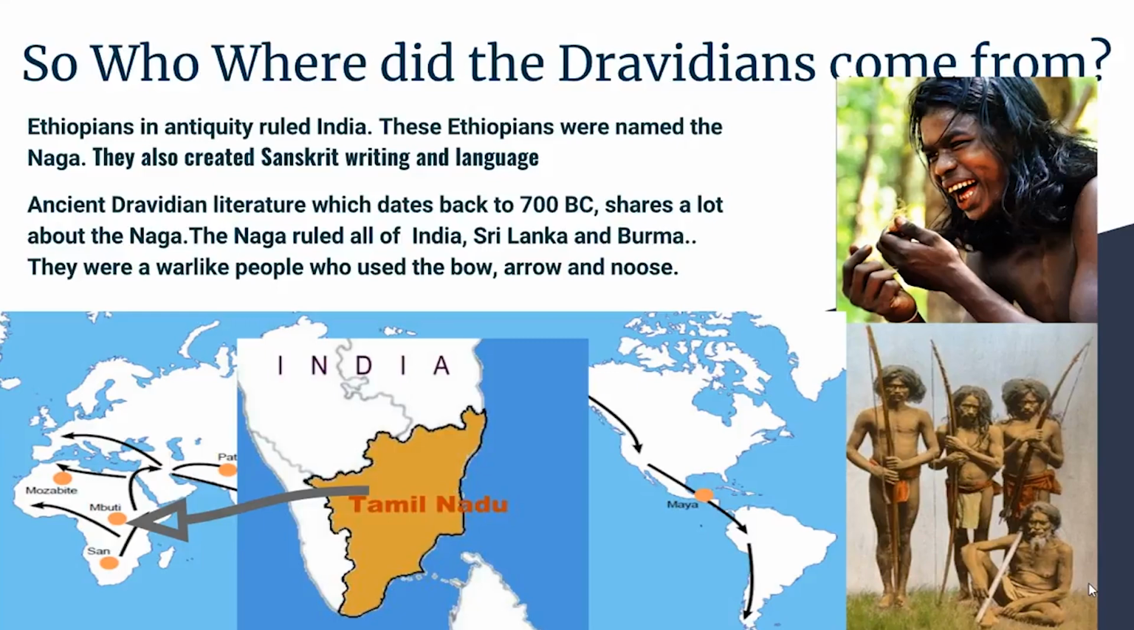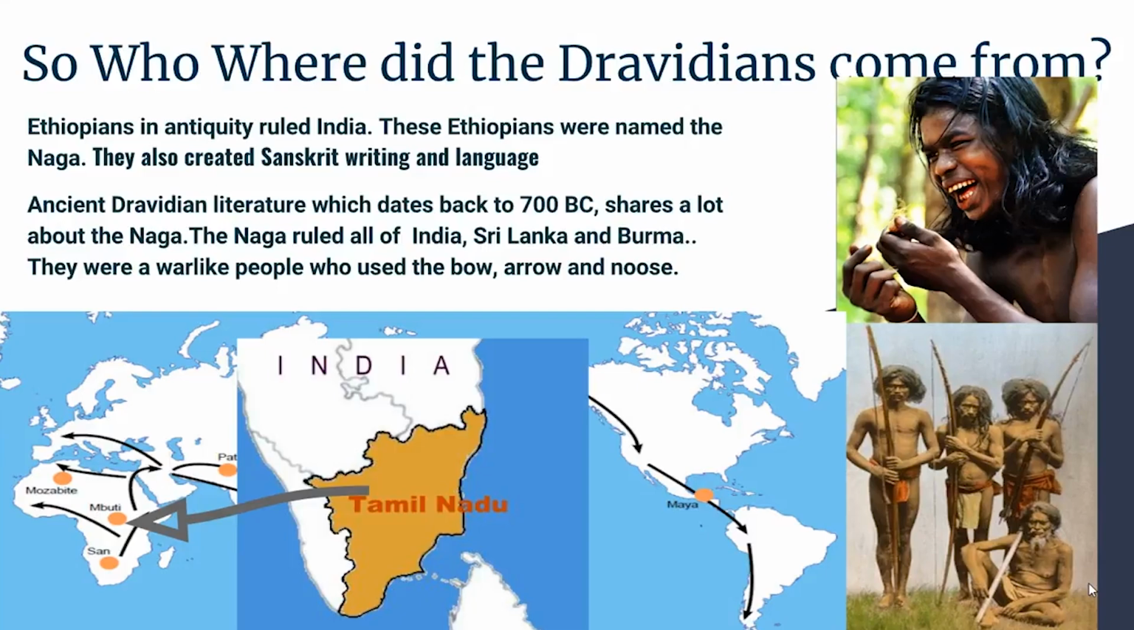Ancient Dravidian literature, which dates back to 700 BC, shares a lot about the Naga. The Naga ruled all of India, Sri Lanka, and Burma. They were a warlike people who used the bow and arrow. You can see there the image of their migration from Africa. And you can see there the top laughing young lady is a Naga, is a Dravidian, is an African. There are no two ways about that.